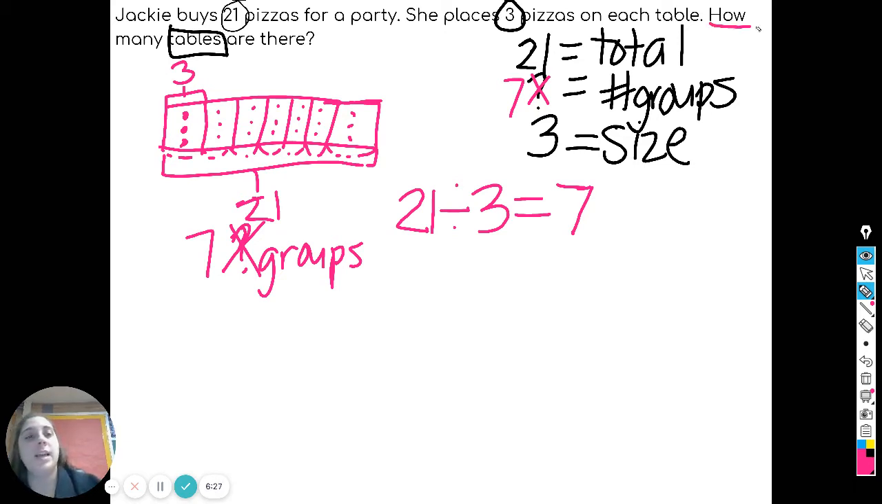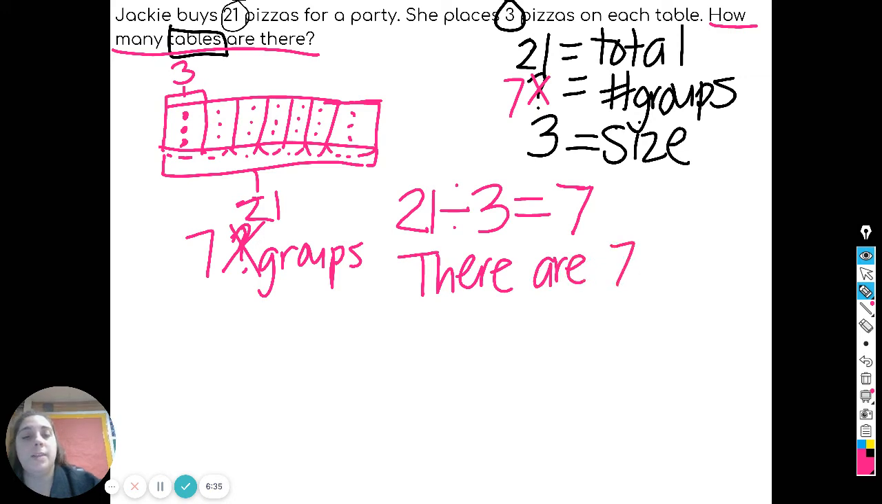The question is, how many tables are there? There are 7 tables. So because we're doing a word problem, our answer can't just be 7. It has to be 7 of something. So there are 7 tables.